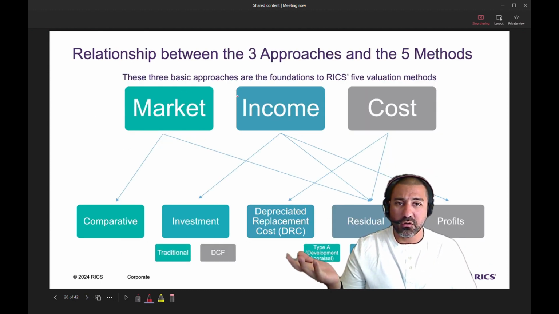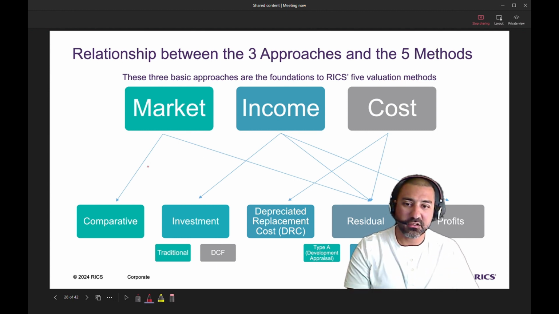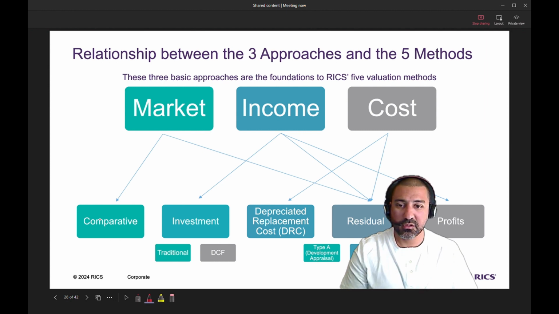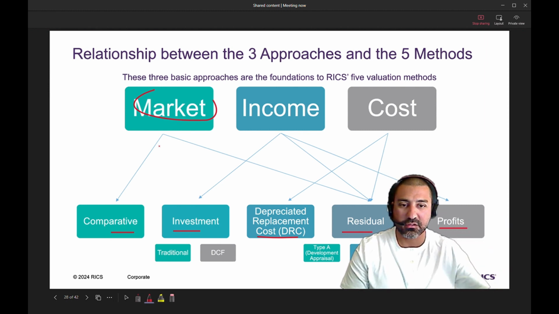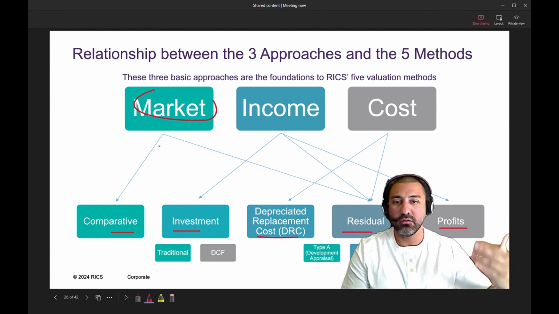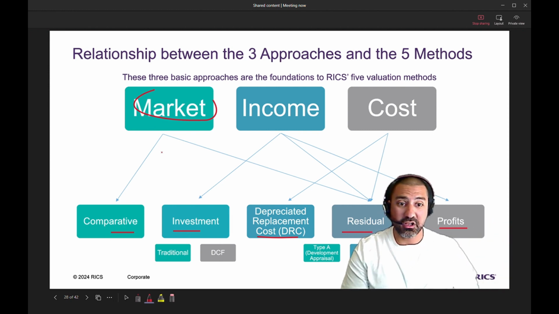And therefore, there's a relationship between the approaches and the methods, right? According to the standards, there are 5 kinds of methods. There's the comparative transaction method. There's the investment method, the depreciated replacement cost method, DRC, the residual, and the profits. These are the 5 methods according to the standards. A market approach touches upon all the methods. There's always market yields in your investment, always market rents, always market discount rates. So market is actually across all methods.